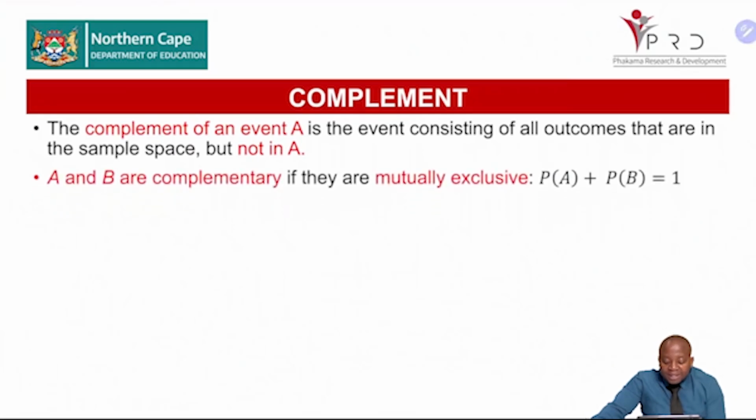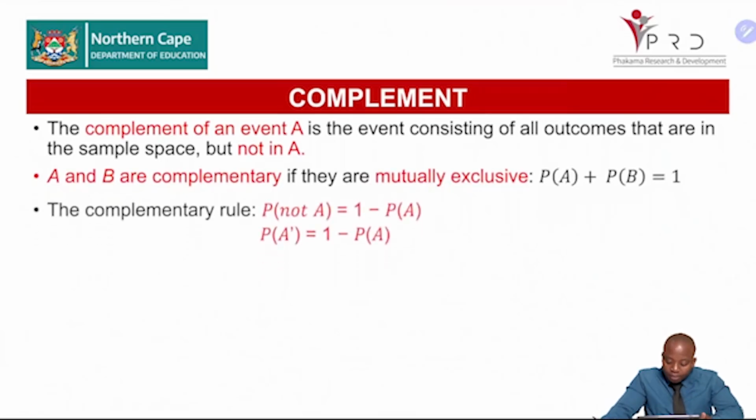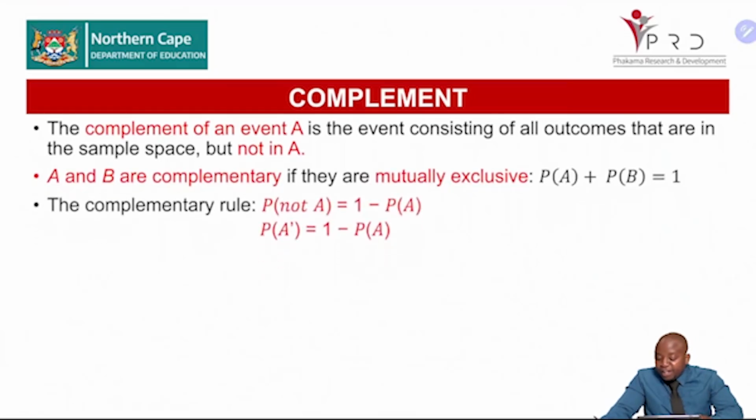A and B are complementary if they are mutually exclusive. Interesting. So we are saying if two events are complementary, they should be mutually exclusive, meaning we must never have events occurring at the same time, no intersection. Then we say the probability of event A plus the probability of event B occurring equals 1.